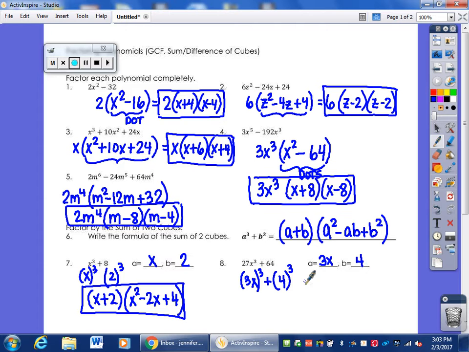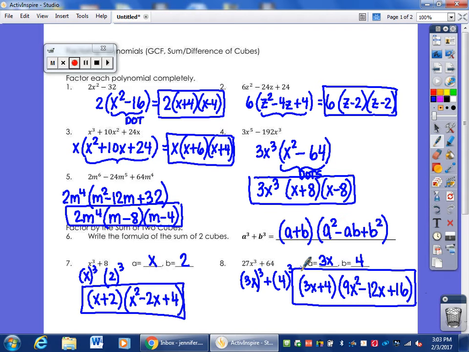So I'm going to do 3x plus 4 times, now 3x squared becomes 9x squared, and then minus 3x times 4, which is 12x, and then 4 squared, which would be 16. Okay?